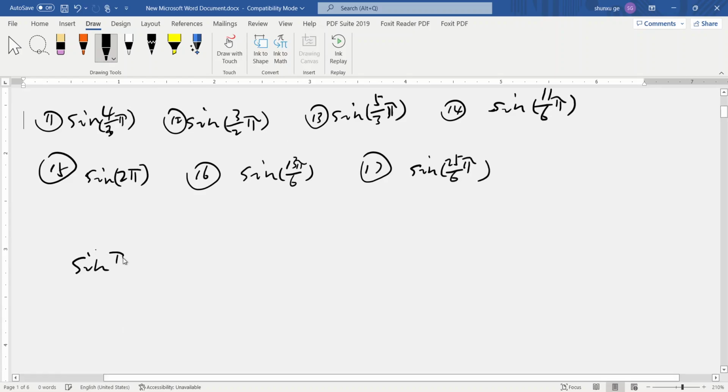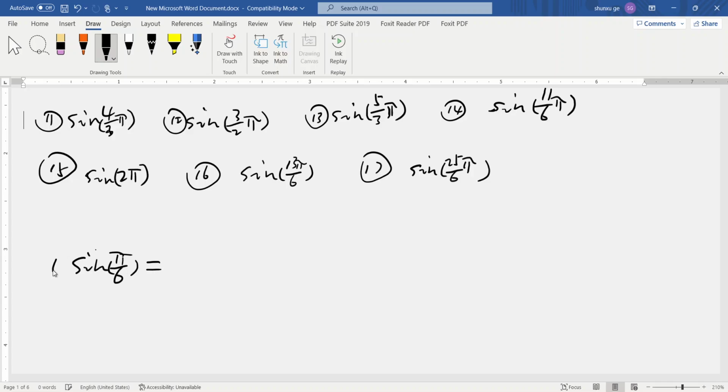Sine of pi over 6. This is question 1. We know that pi is equal to 180 degrees. So that means 180 divided by 6 degrees, equal to 30 degrees. So we don't need to use a calculator.